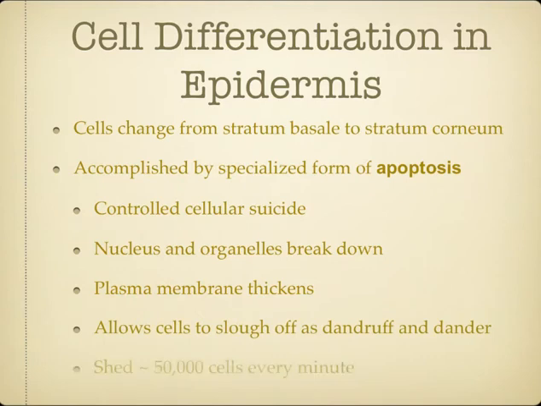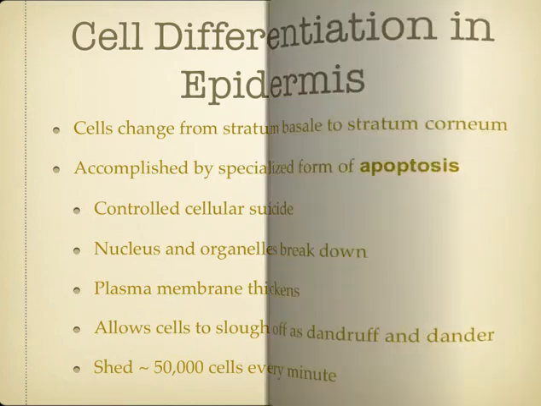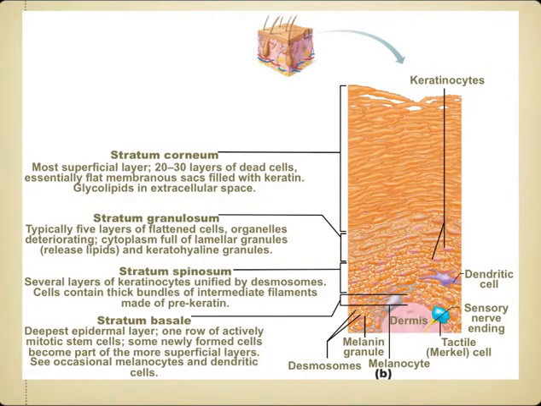You shed about 50,000 skin cells every minute. And you may not want to hear this, but it's estimated that over 90% of the dust in your house is actually dead skin cells. What a thought, huh? Right, looking at the next page, we can actually see some of these cells.